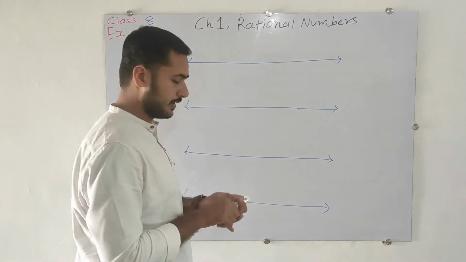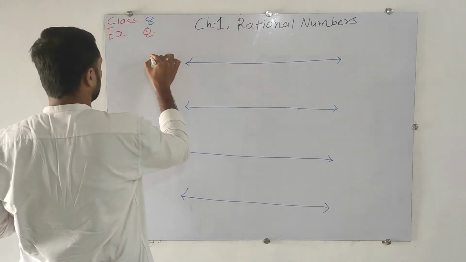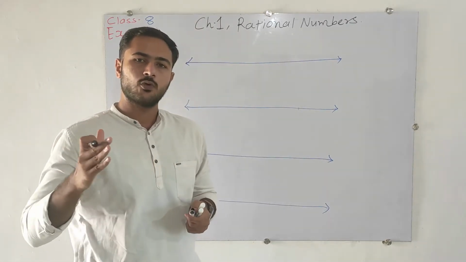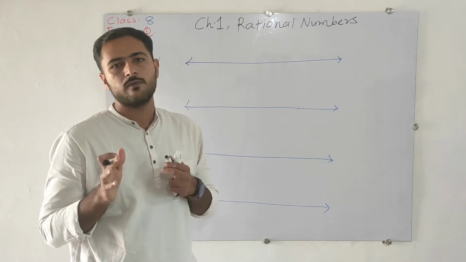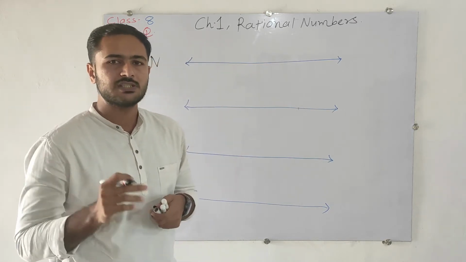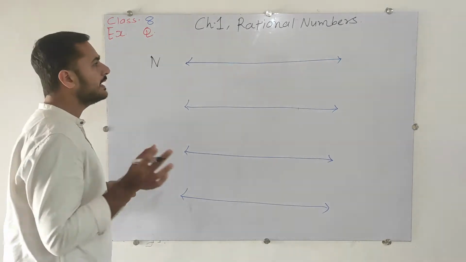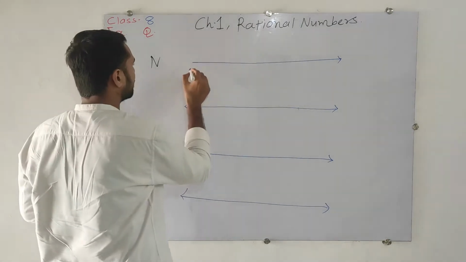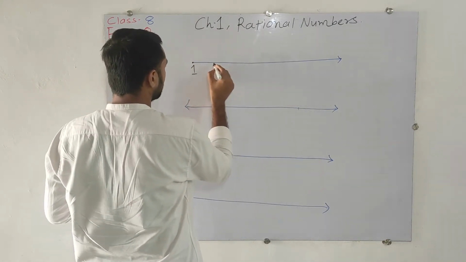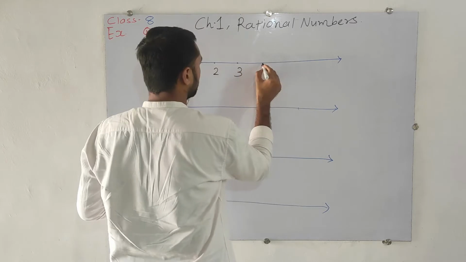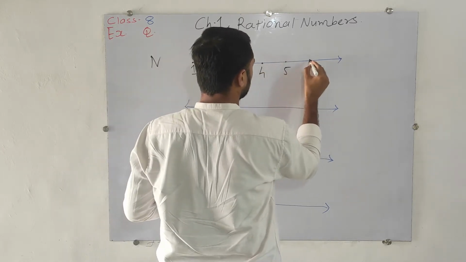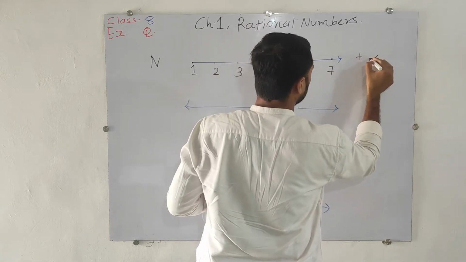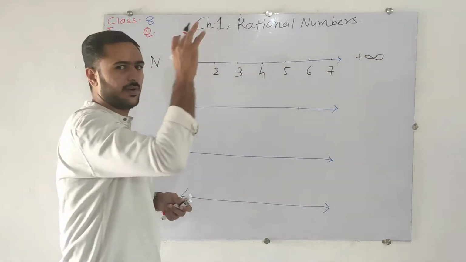So let's start with the natural numbers. Natural numbers start from 1, 2, 3, 4 like that. All the positive numbers, but we will not include 0 in the natural numbers. It means we have to start from 1 only. From the left hand side there is no number. So it starts from 1, then 2, 3, 4, 5, 6, 7 until plus infinite.